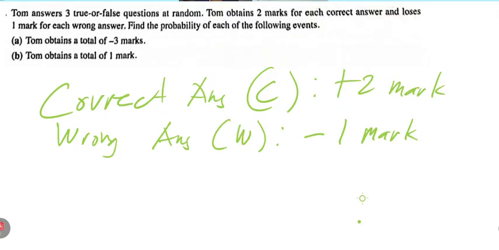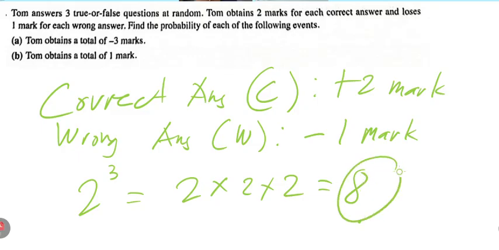Now, let's find out the total possible sample space. Since there are three questions and two choices, correct and wrong, or true or false, for each there are 2 times 2 times 2, which is equal to 8. So there are 8 possible outcomes.